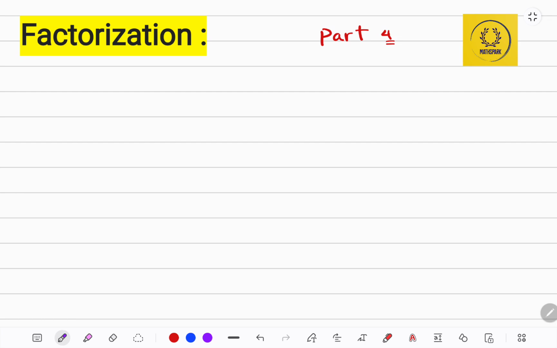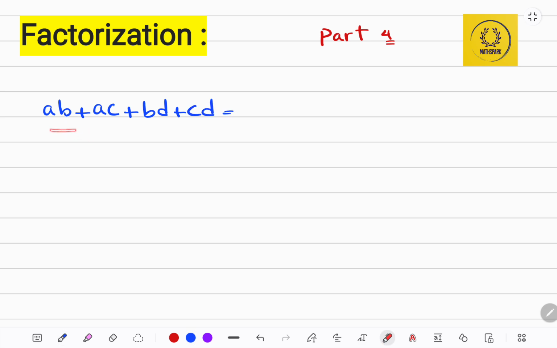In the last 3 parts, we learned different ways to factorize algebraic expressions. Today, we're going to learn one more important method, which is factorizing expressions with 4 terms. Let's get started. For example, we have ab plus ac plus bd plus cd.